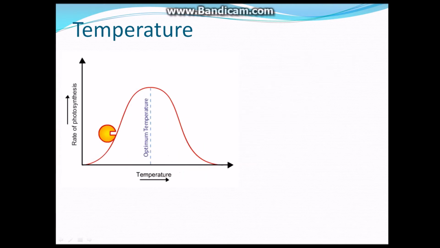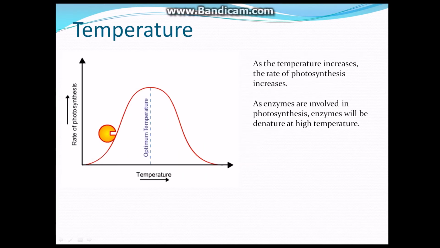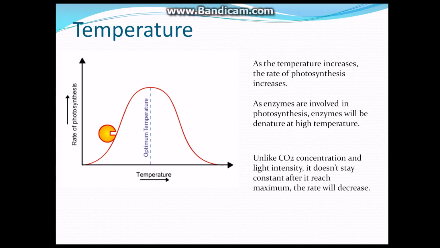So the last one is temperature. As the temperature increases, the rate of photosynthesis increases too. As enzymes are involved in photosynthesis, the enzymes will be denatured at high temperature. Unlike CO2 concentration and light intensity, it doesn't stay constant after it reaches the maximum. The rate will decrease.